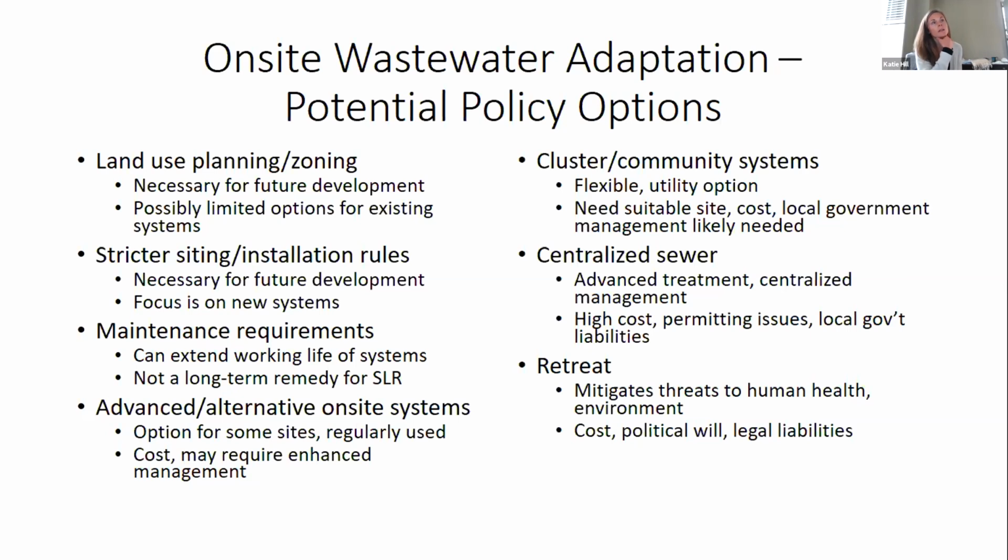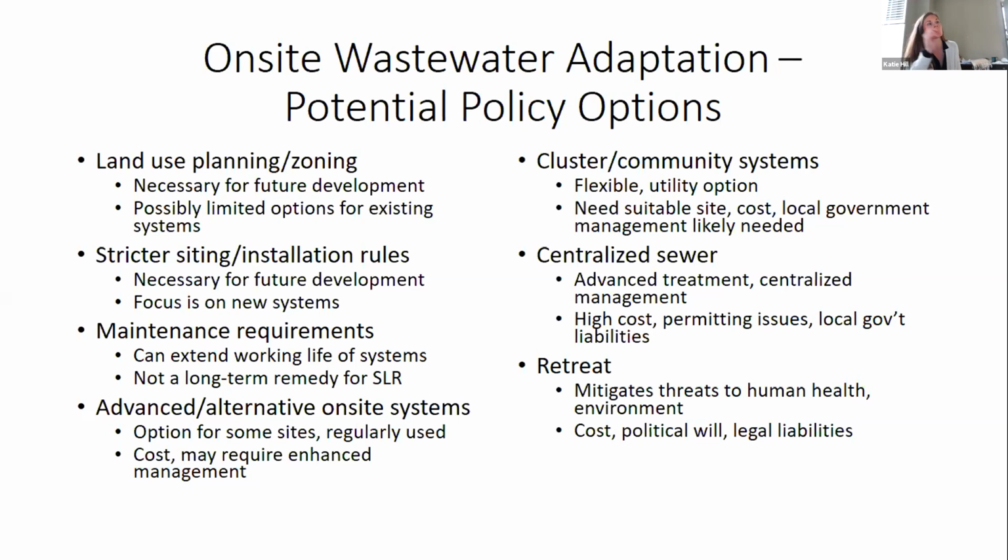For future development, it's going to be incumbent on these coastal communities that are vulnerable to identify areas where in the near or distant future, it's probably not going to be a great place to have on-site wastewater systems. They should be doing this for other types of infrastructure and for other impacts as well. And certainly on-site wastewater should be included in that type of land use planning option.